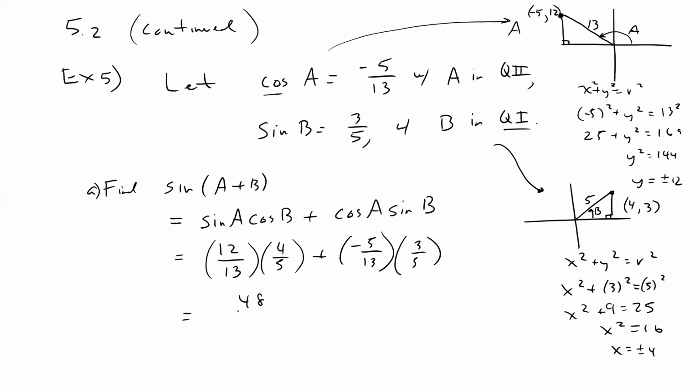I'm thinking what, 48 over 65? Here would be a plus negative 15 over 65. And anybody help me out here? I'll do the hard part. I'll put 65. 33. Boom, there it is. That's awesome.